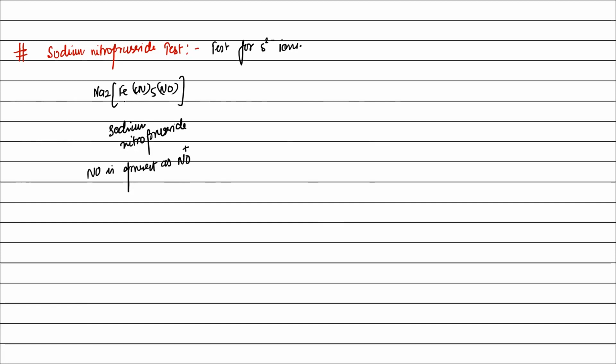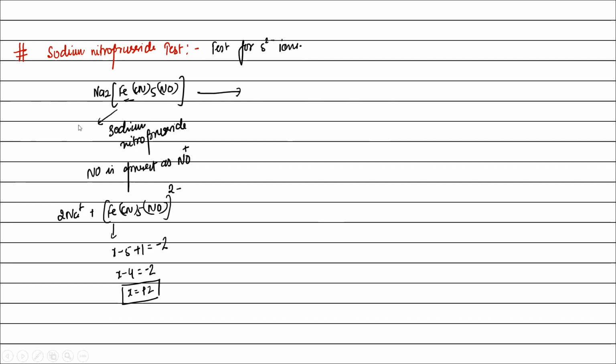And what will be the oxidation state of iron? Tell me, what is the oxidation state of iron? +2, exactly. This will be 2Na+ [Fe(CN)5 NO] 2-. Then what will the oxidation state be? x - 5 + 1 = -2. x - 4 = -2. x = +2. The oxidation state of iron is +2. Right?